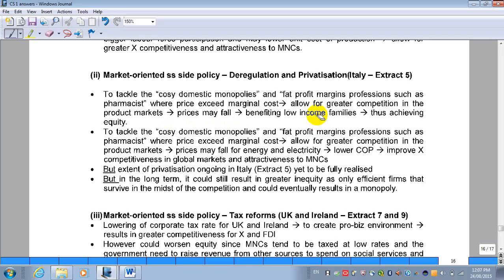At the same time, so I've linked to equity. At the same time, we want to link to export competitiveness, right? So we say that, hey, all these pharmaceutical products, if you allow more competition, the firms of all these pharmaceutical firms will become more efficient. The COP can fall. All right, these export prices can fall, so the exports can be more competitive.